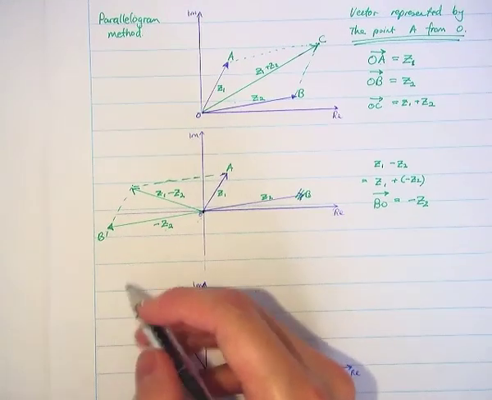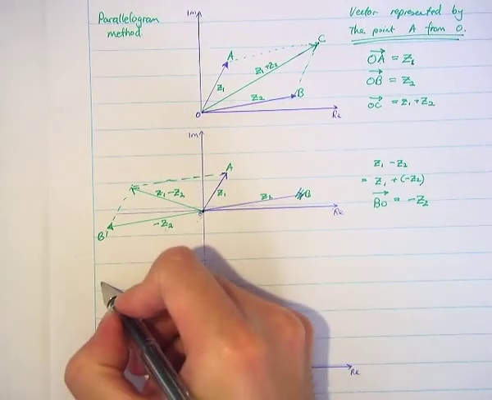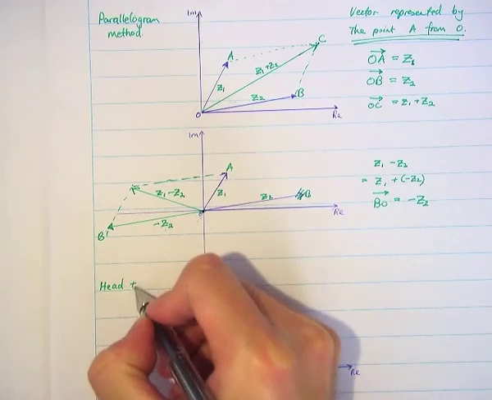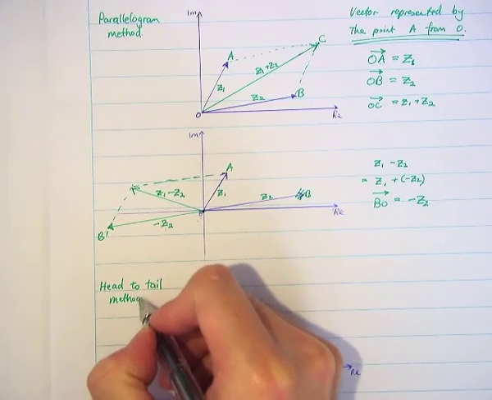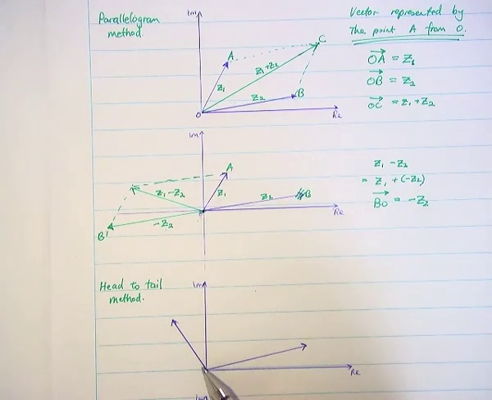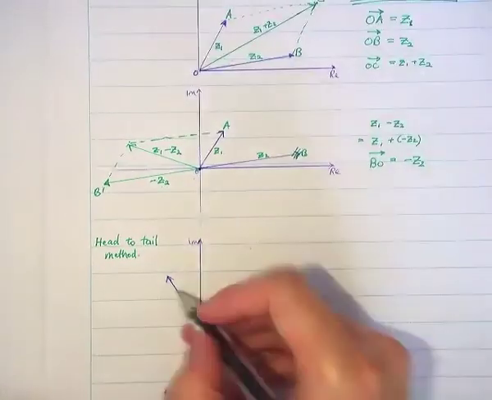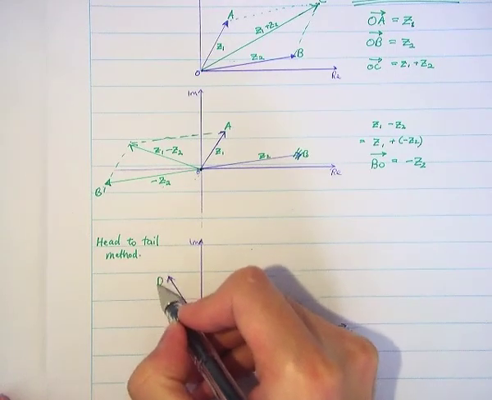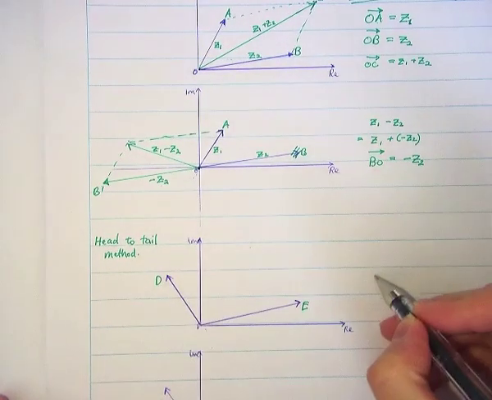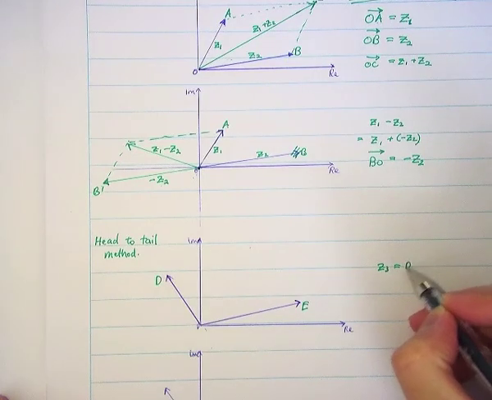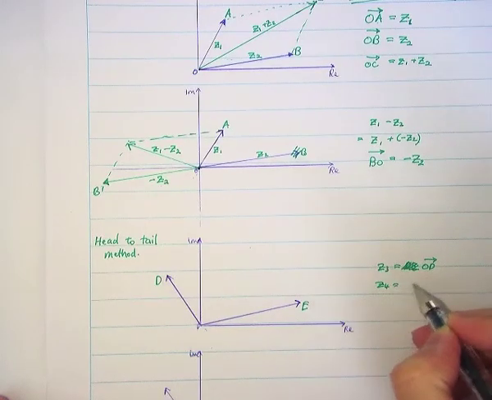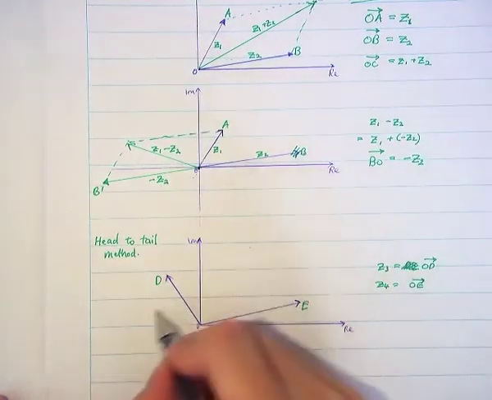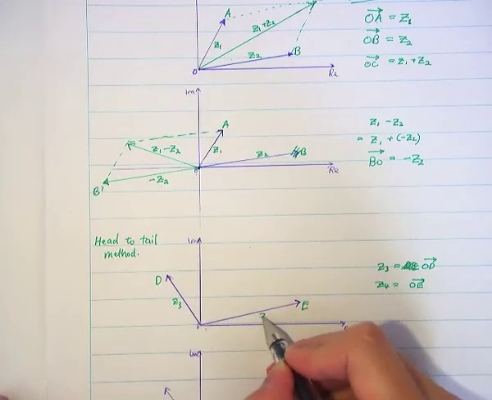The second method of vector addition and subtraction is the head-to-tail method. There are advantages to this method in the sense that you can more easily visualize it as a sort of journey, where you begin at one point and you end at the other. So if we're going to do this again, let's use different letters. Let's say this is D and this is E. So we can say Z3 is equal to the vector from O to D, and Z4 is the vector from O to E.